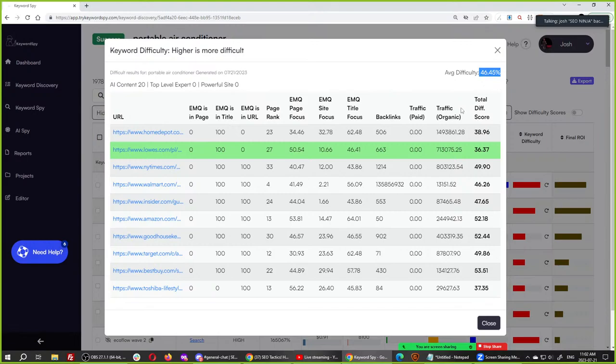And that's what our testing shows. Now our testing is always ongoing, but the testing shows that if the average difficulty for portable air conditioners says 46%, if you just follow Keyword Spy's AI building and index a page on a normal site that doesn't have a demotion and doesn't have a penalty and indexes normally within 24 to 48 hours, on that kind of site, you should expect page 9 to 10 at the very worst using Keyword Spy's system.